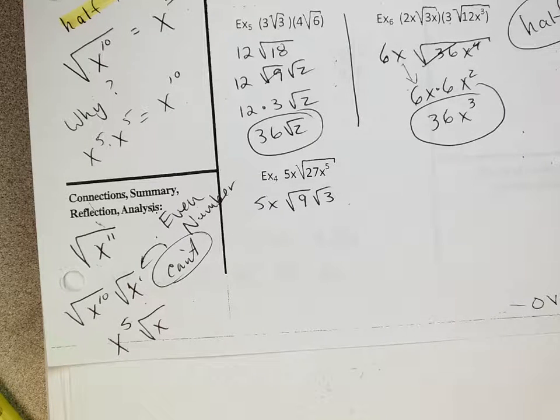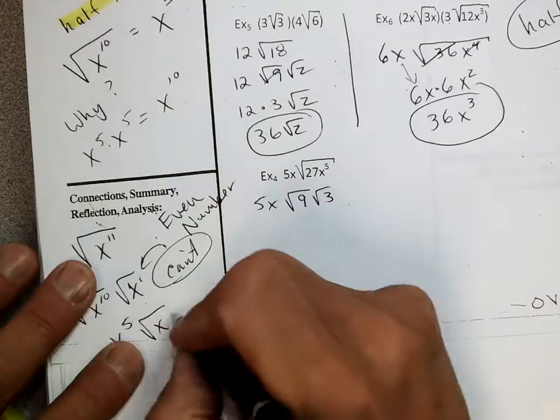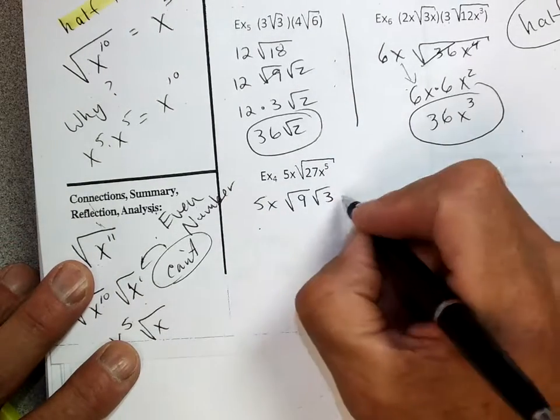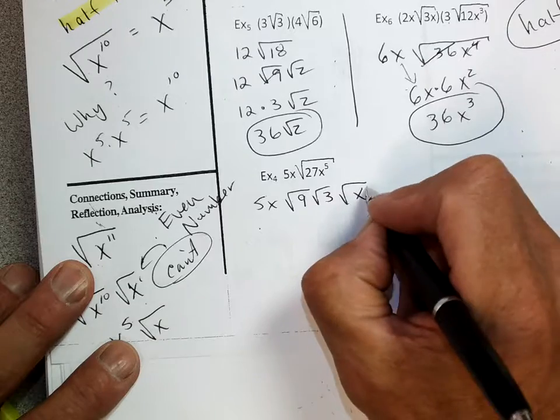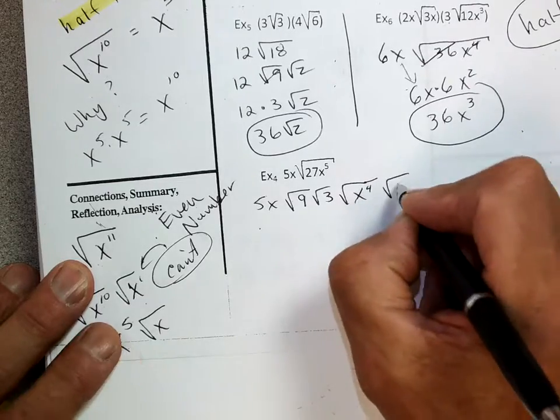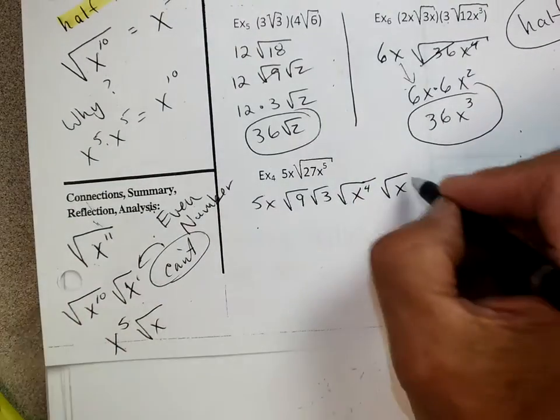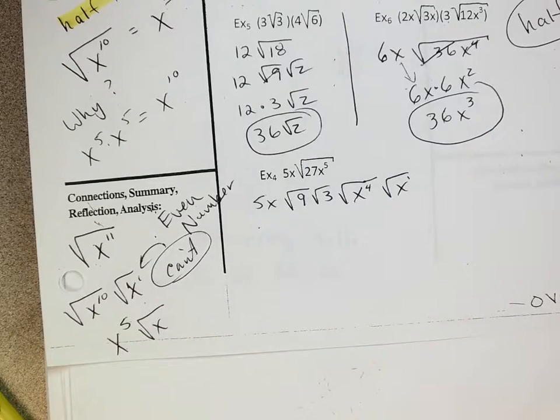We're going to make this the square root of x to the 4th times the square root of x, okay? So I took 1 away from it. And then that made it even, okay? Because you need an even exponent, so you can take half of it, okay? All right, let's see what we got.